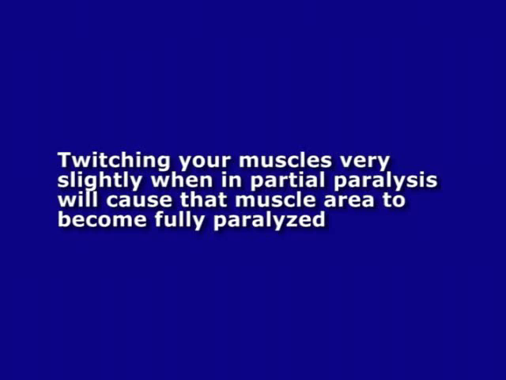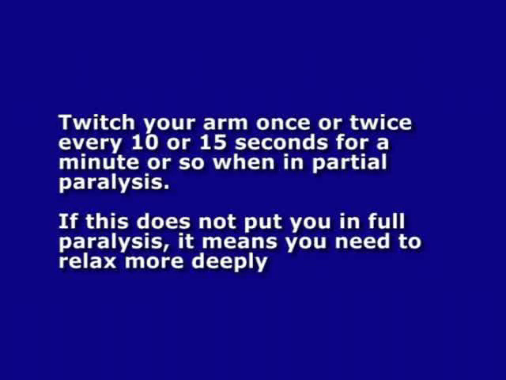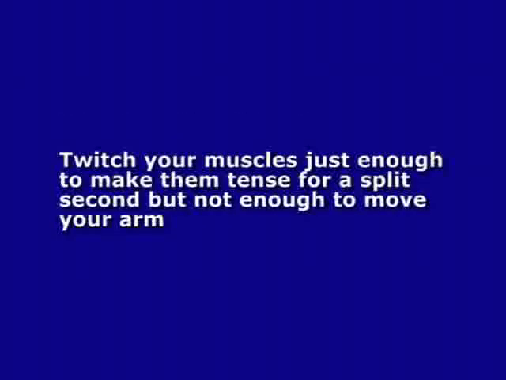So to go from partial paralysis to full paralysis, simply twitch an arm very slightly once or twice every 10 or 15 seconds for a minute or so. If this doesn't give you paralysis after a minute, then you're not relaxed enough. You don't want to twitch too much, or you'll wake your body up. The twitch should be just enough to make the muscles somewhat tense, but not enough to move your hand or arm. The twitch should last the smallest fraction of a second. Once you have one part fully paralyzed, go on to the rest of the body to enter full paralysis.